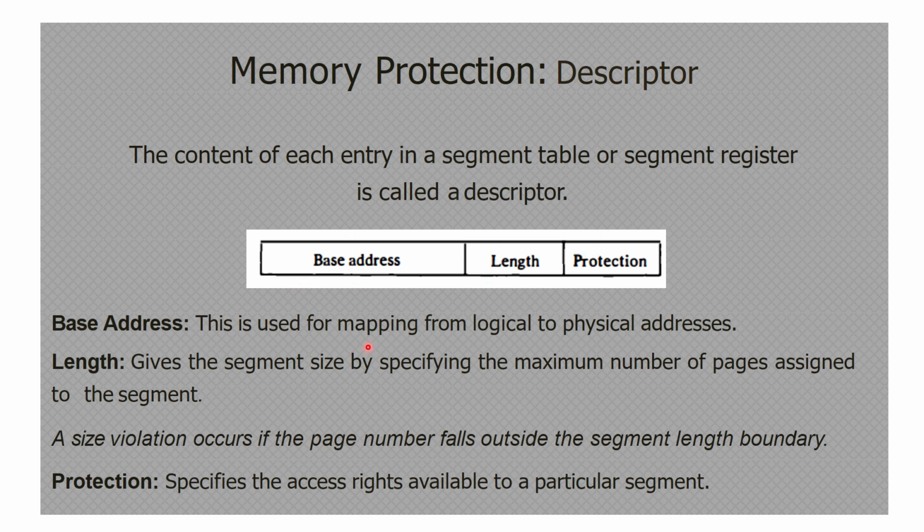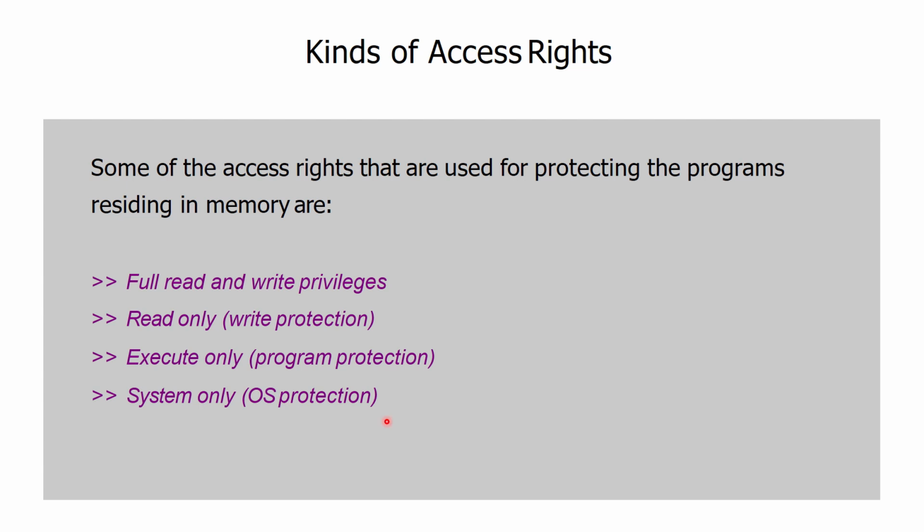The base address is used for mapping logical to physical. The length gives the segment size by specifying the maximum number of pages assigned to a segment. A size violation occurs if the page number falls outside the segment length boundary. And then the protection specifies the access rights available to a particular segment. There are multiple types of access: full read and write privilege, read only, write protection, execute only, program protection, and system only, which means OS protection. These are the access rights used for protecting the programs residing in the memory. Okay, thank you.